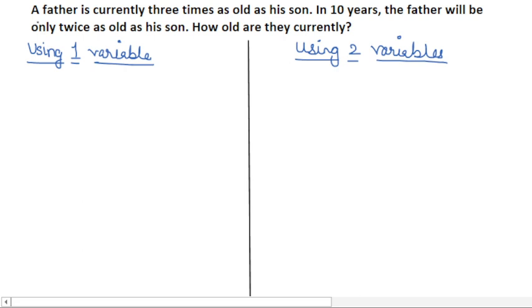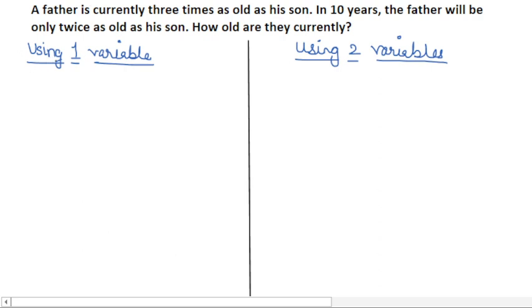So the question is, a father is currently 3 times as old as his son. In 10 years, the father will be only twice as old as his son. So we are talking about the ages of father and son, how they are related, and how old they are currently. Both their ages are unknown, and we are to find their present ages, and we have to use only one variable.